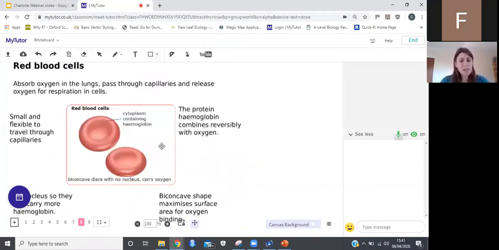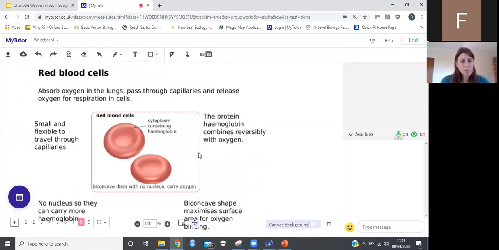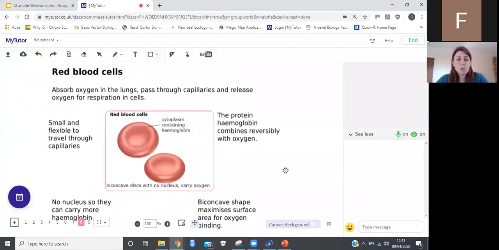So red blood cells, let's start with those. Red blood cells are really important for absorbing oxygen in the lungs. They then pass through the capillaries and then they release oxygen for respiration in cells. So red blood cells are the red cells that you usually see in diagrams. They're really, really important for transporting oxygen for respiration. So you need to know how red blood cells are adapted for this function, and this diagram here demonstrates that nicely.